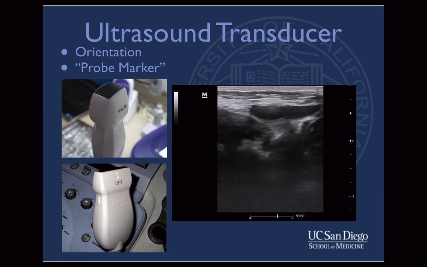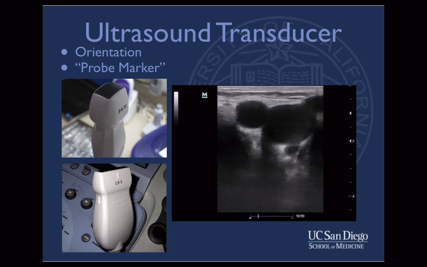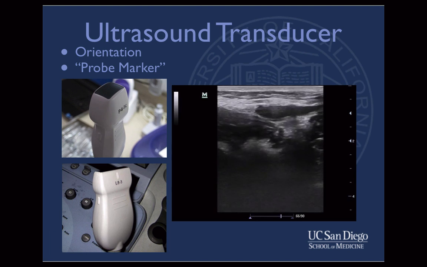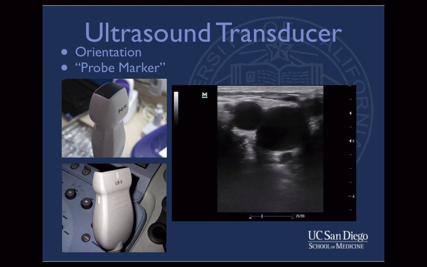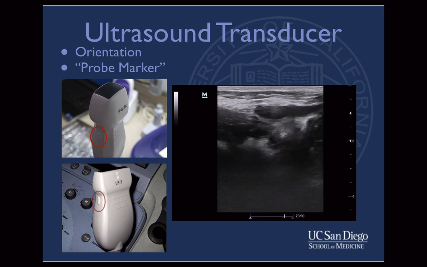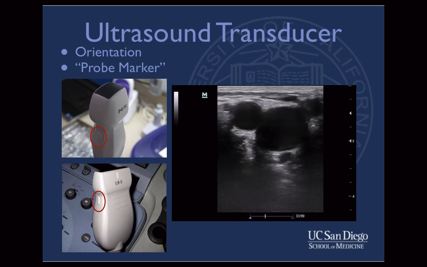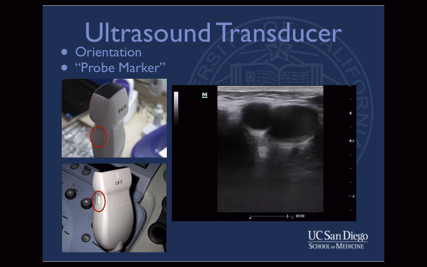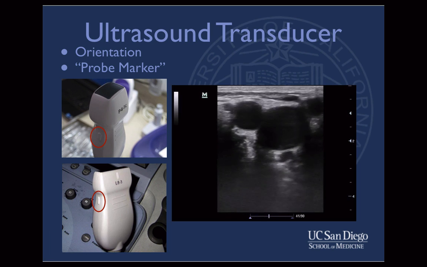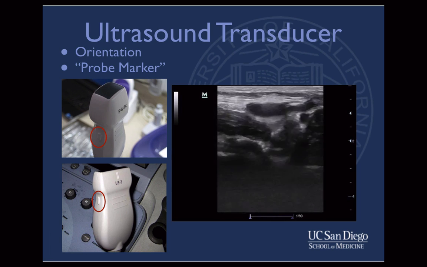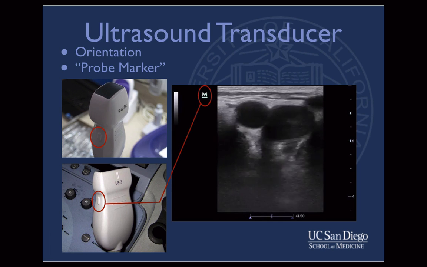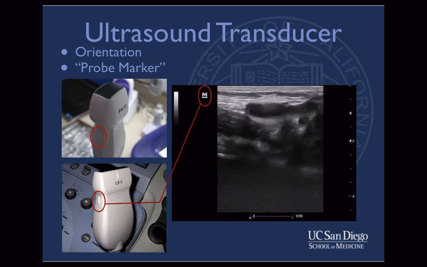To understand the orientation of the image on the screen, one must first learn to understand the orientation of the probe itself. The probe marker is found on the head of the probe. It is typically indicated by a ridge, a dot, or an LED light. Note that the probe marker corresponds to the indicator on the screen.